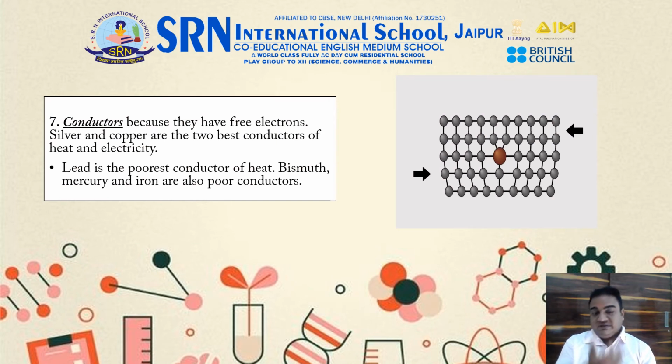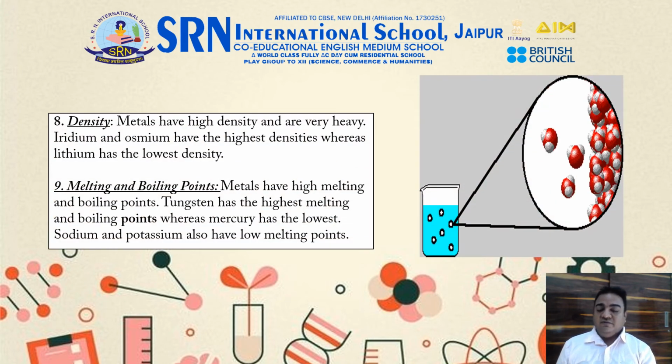Now what are conductors? Conductors are the substances which can easily conduct electricity and heat. So when it comes to metals, metals have free electrons and hence they are good conductors of heat and electricity. Silver and copper are the two best conductors of heat and electricity. When it comes to a bad conductor, lead is the poorest conductor of electricity and heat. Bismuth, mercury, and iron are also some poor conductors of electricity because they generate a lot of heat when electric current is passed through them. So these were some of the properties.